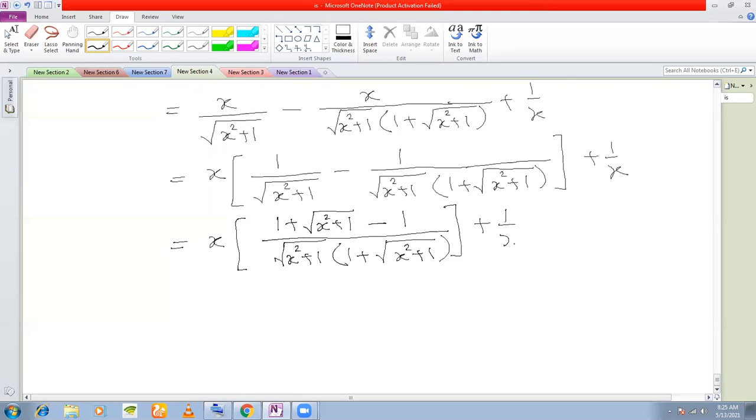Plus 1 by x. Now clearly plus 1 and minus 1 is going to cancel out. And once you cancel out plus 1 and minus 1, in fact, root x square plus 1 will also cancel out, isn't it? So this will also get cancelled out. So what you are only left with is x by 1 plus root x square plus 1 plus 1 by x. And that is your answer.